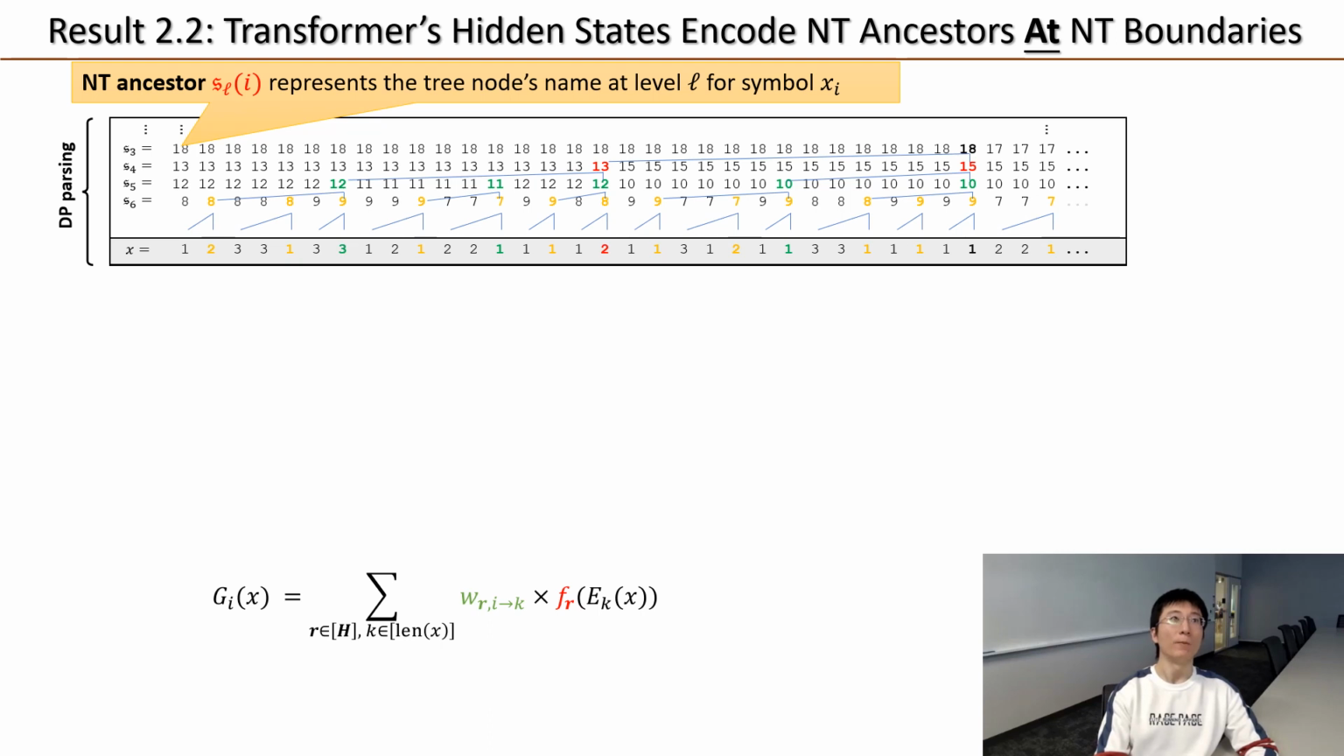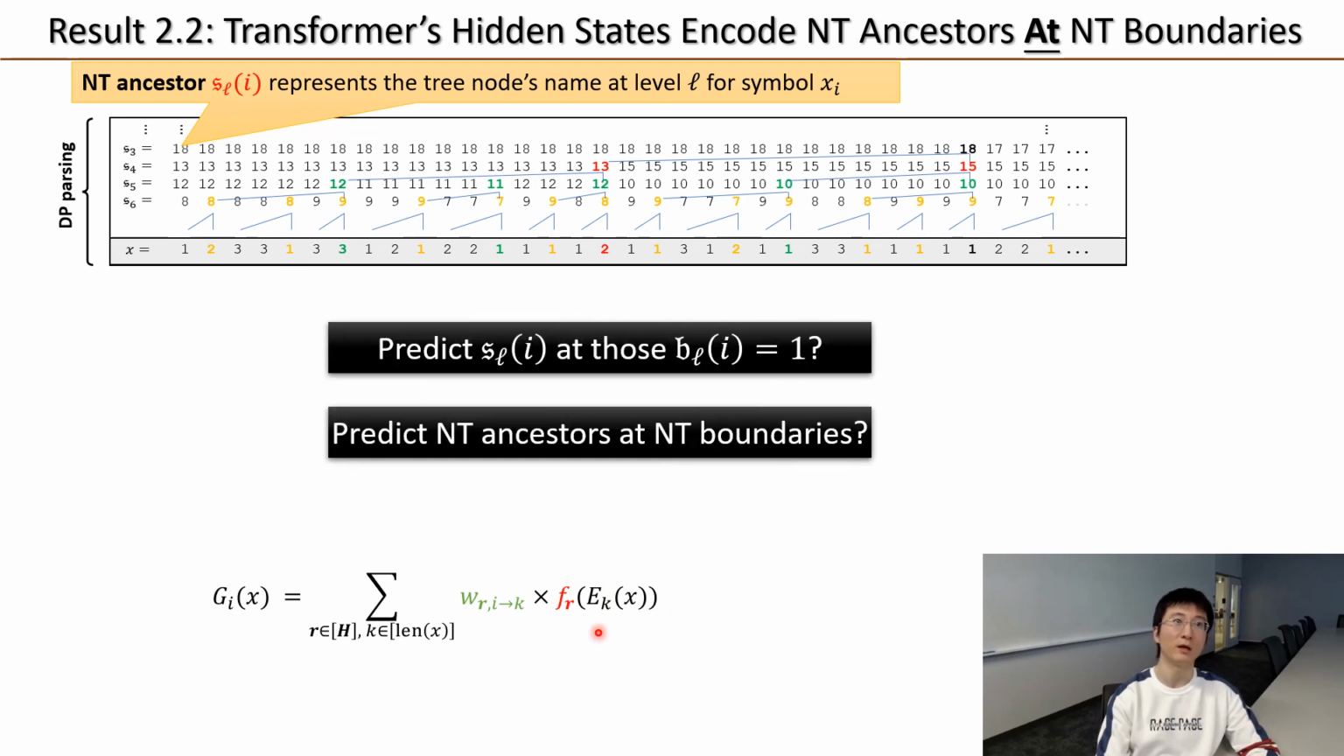Furthermore, the next sub-result I want to show you is this. Remember we have this multi-head linear function that takes as input the hidden embeddings at every single position in order to probe the NT ancestor information at a single position. So this may look huge, because you're using a lot of information. Can we relax this a bit? In particular, can we talk about a simpler task, that is to predict NT ancestors at NT boundaries, or in symbols, to predict s_i at those b_i that equal 1?